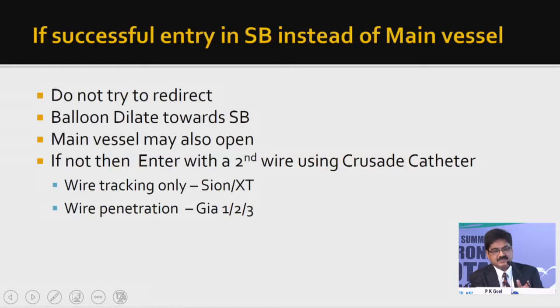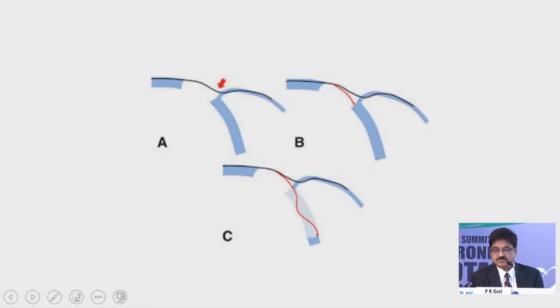And then the last thing I want to tell you: if there's successful entry in a side branch instead of the main vessel, do not try to redirect, because you have entered into a side branch, so you are intraluminal. You will lose that access also if you try to redirect. I would rather balloon dilate towards the side branch, and the main vessel, for all you know, may open if the lesion is through. And if it doesn't, then I can use a Crusade catheter and then go in. That's the picture showing what I was saying.